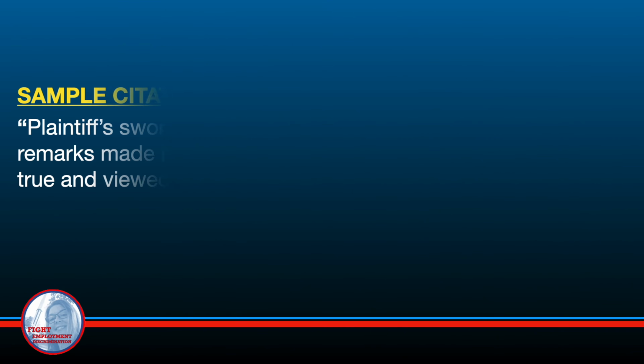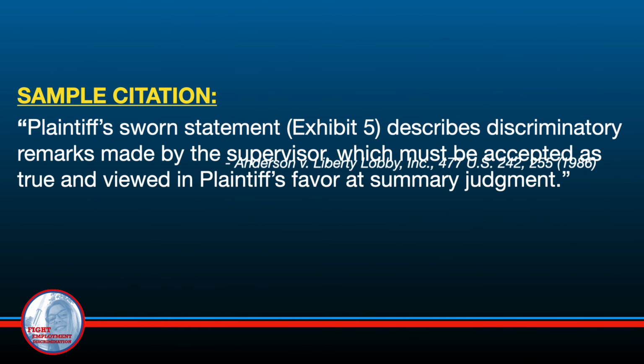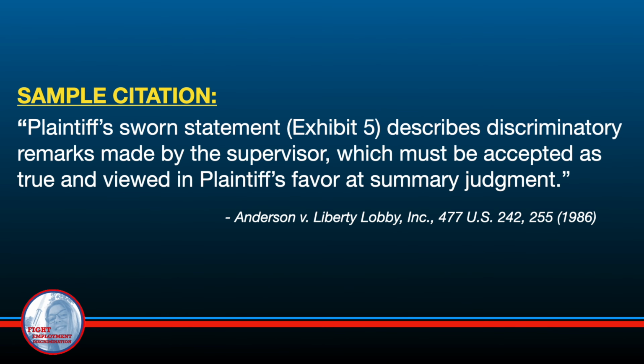So if our supervisor did something like make a bunch of vaguely discriminatory comments and later try to claim that they didn't intend them to be discriminatory, we can point to evidence that shows otherwise. And that evidence could actually be a sworn statement that we prepared. And at summary judgment, the favorable inferences standard tells our judge that they have to believe our version of the facts and give us the benefit of the doubt. They can't just decide to believe our supervisor over us. Plaintiff's sworn statement, Exhibit 5, describes discriminatory remarks made by the supervisor, which must be accepted as true and viewed in the plaintiff's favor at summary judgment. And then we can cite Anderson.